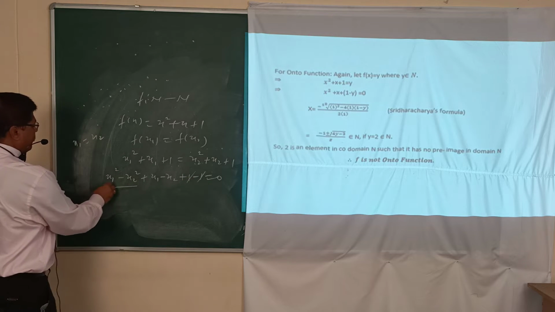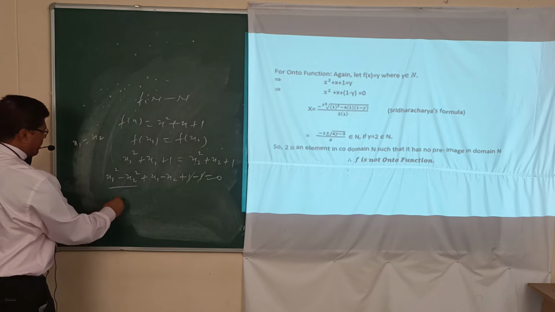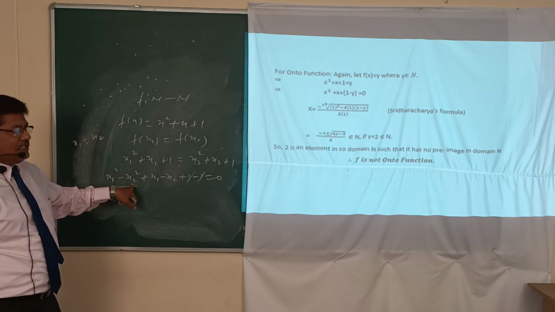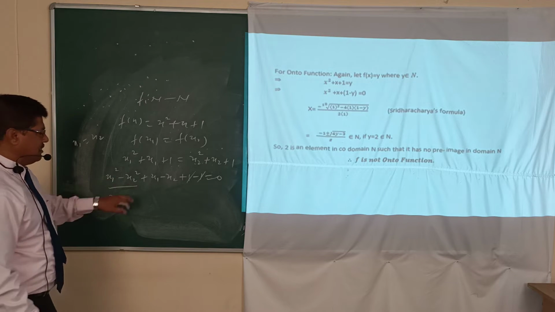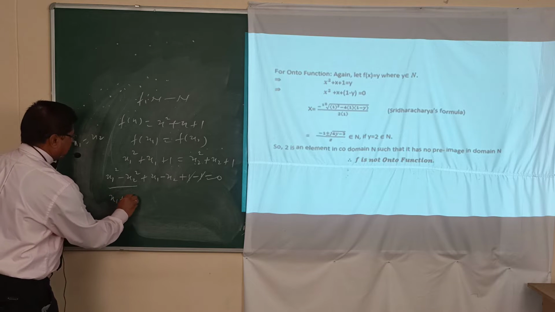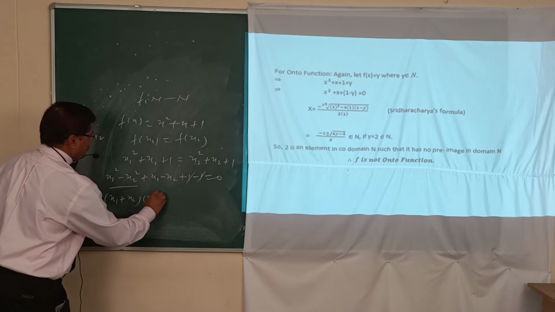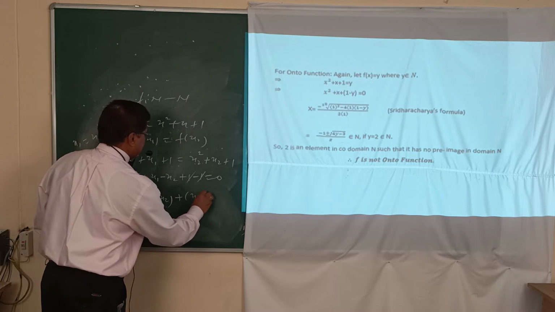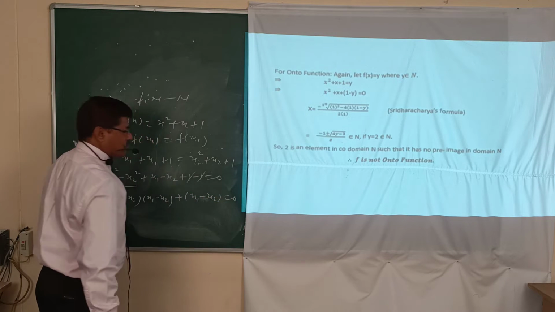For this one, you can factorize this term. How to factorize? This is a square minus b square. As you know, how to factorize? The difference of two squares. It means x1 plus x2, and here it is x1 minus x2. And this is your x1 minus x2. This is equal to 0.